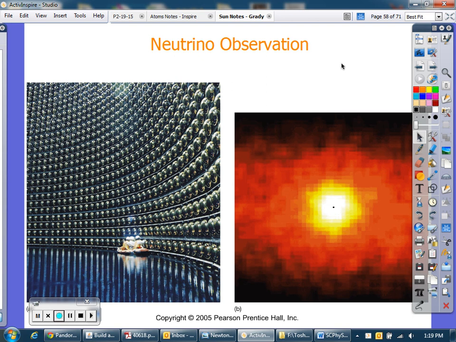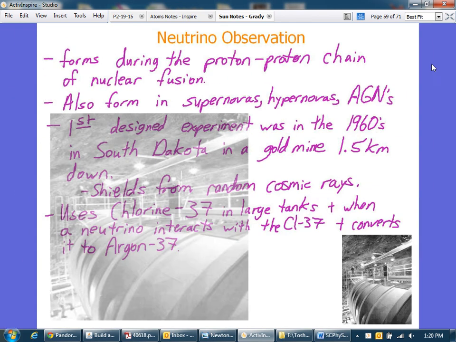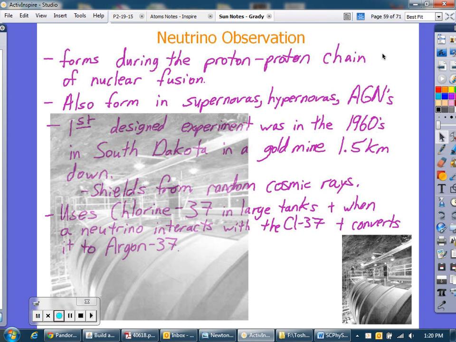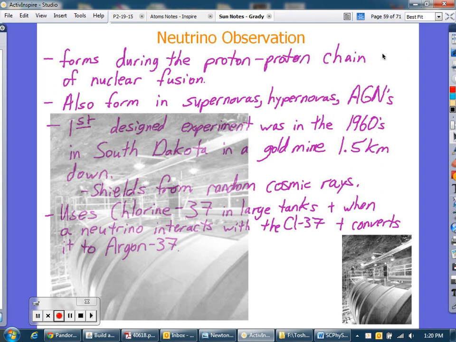Last thing we're going to talk about is neutrino observation. This is a neutrino observatory over here. It's called Super Kamiokande. It's in Japan. Neutrino observation is an important way to study the sun because we know they form during nuclear fusion, and this is a great way to explain that the sun is using the proton-proton chain like we're theorizing. So we like to study that. They also form in supernovas, hypernovas, and active galactic nuclei, which is a very young galaxy. We'll talk more about that.